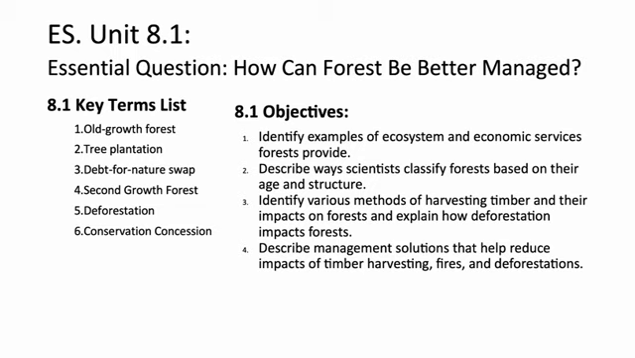The key terms are old growth forest, tree plantation, debt for nature swap, second growth forest, deforestation, and conservation concession. The objectives for this lesson are to identify examples of ecosystem and economic services forests provide, describe ways scientists classify forests based on their age and structure, identify various methods of harvesting timber and their impacts on forests, and explain how deforestation impacts forests, and describe management solutions that help reduce impacts of timber harvesting, fires, and deforestation.